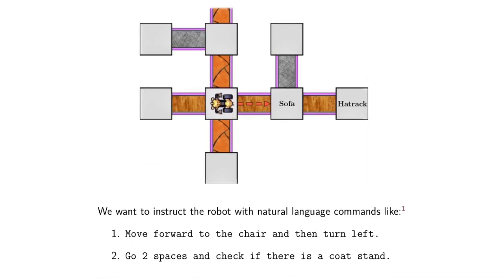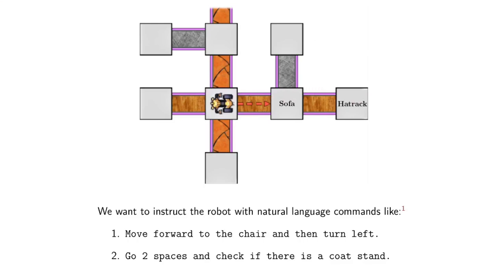So we're going to start with a little example, okay? And the example looks like this. We've got a robot in a very simple little toy environment, okay? And in this environment, there's a ton of stuff. There's maybe a sofa, a hat rack. There's maybe different types of surfaces.